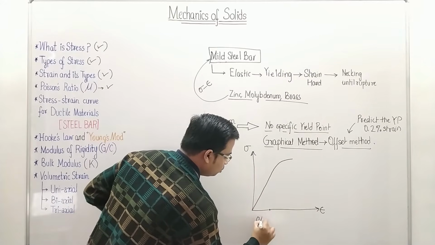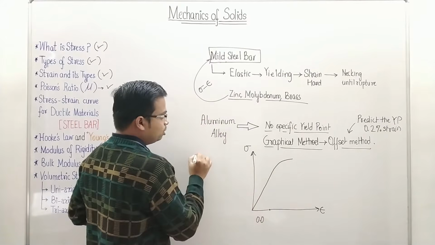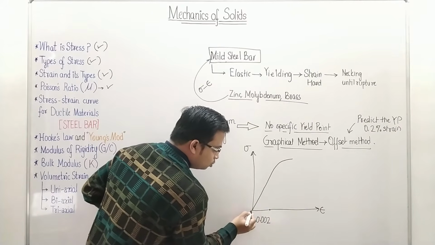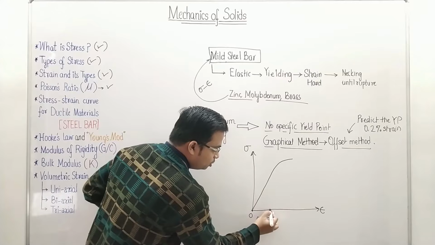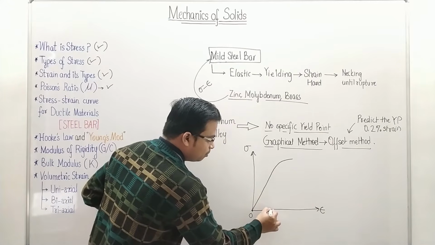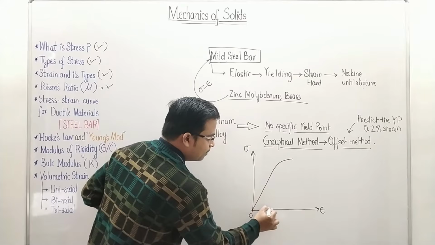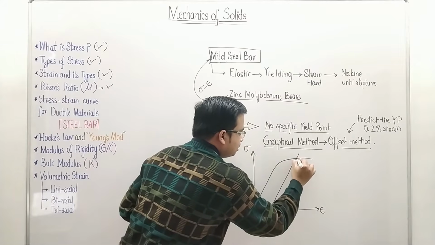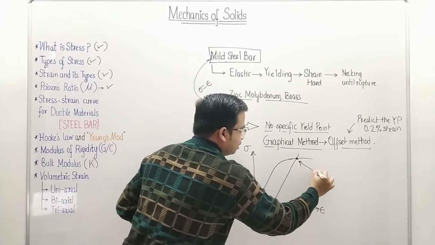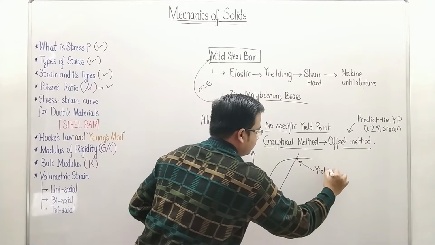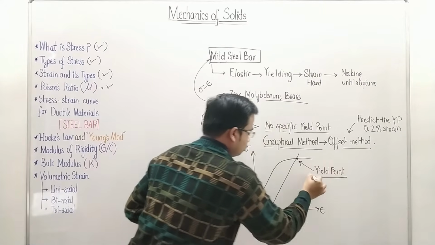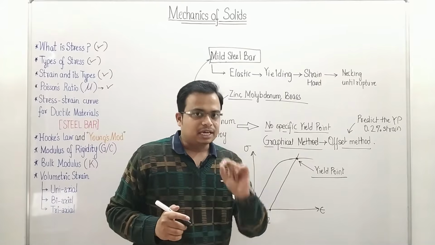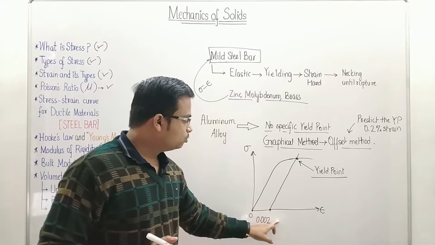That means the value would be 0.2%. That means 2 divided by 100 will be what? 0.002. This is going to be 0.002. So from here this is 0, and at a distance of 0.002 on the scale, you need to just mark a point. Okay, this is the offset. And with respect to this initial line, you need to draw a parallel line like this. Wherever it intersects this stress strain curve, that point is going to give you the yield point. So this methodology comes in very handy, especially for materials which do not have a precise or specific yield point. So try to use this offset method.